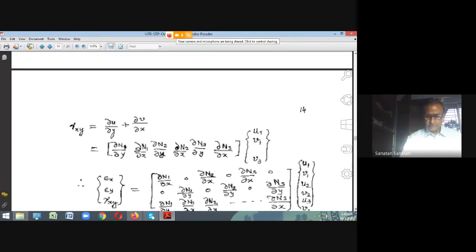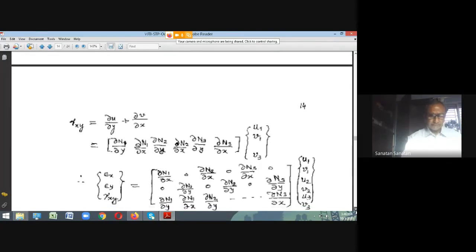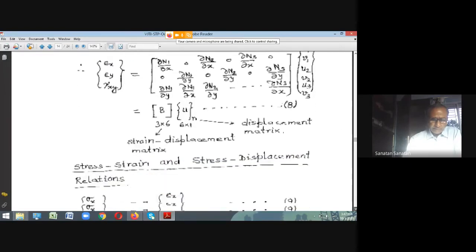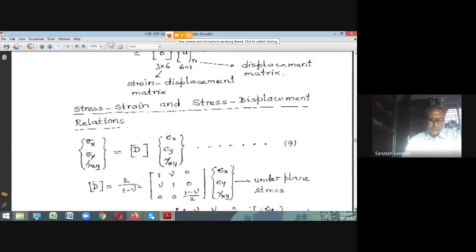So finally, once we have been able to determine the corner node displacements of all the nodes, you get the strains at any point within the body in terms of the corner node displacements by these equations. And finally, this derivative of the shape functions is written in a simple form. This B matrix is called the strain displacement matrix. So strain is given by the B matrix multiplied by the corner node displacement matrix.